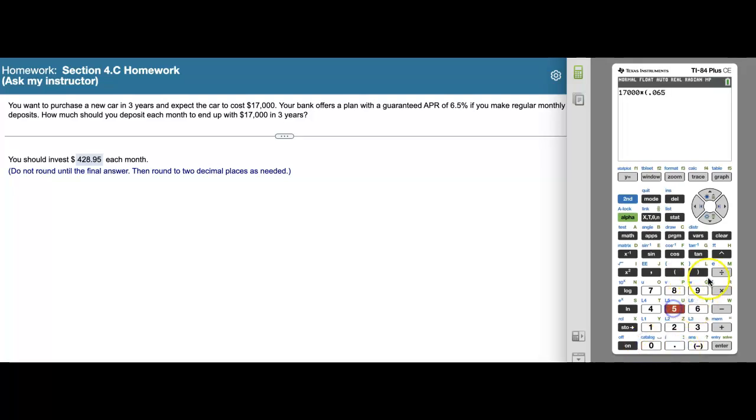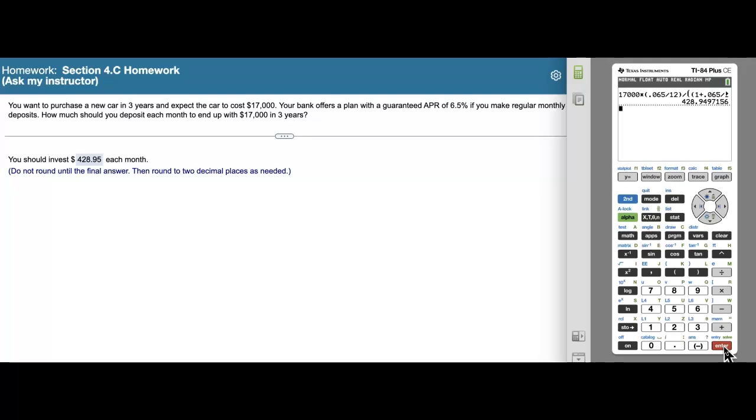0.065 divided by 12, close parentheses, and then we're dividing that by our denominator, which had a bracket and a parentheses, so we need to put down 2 parentheses here. 1 plus 0.065 divided by 12. Close that off, and we're going to raise this to the 12 times 3 power, or 36. You could clean that part up. Bring our cursor down, so we arrow to the right, minus 1. Close that parenthesis or bracket, and then hit enter.